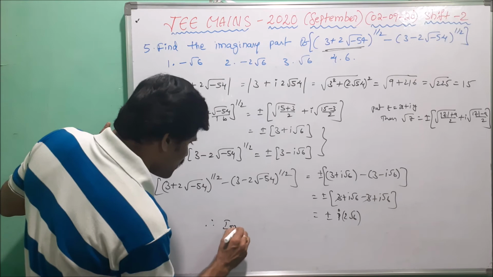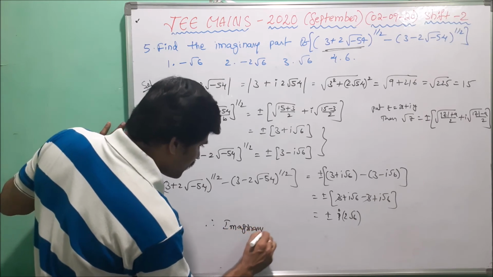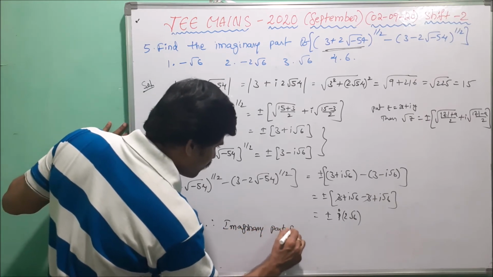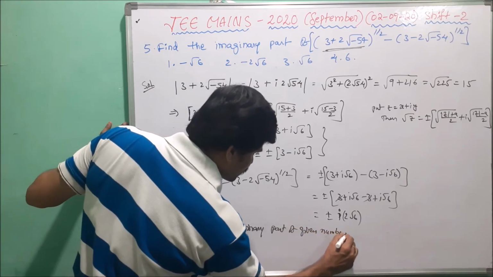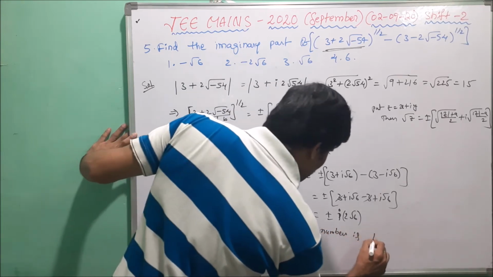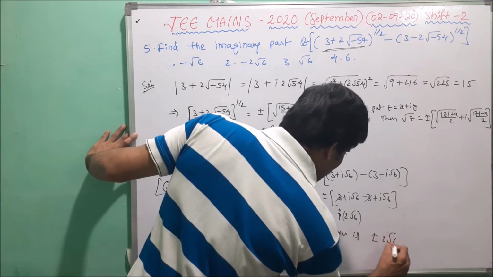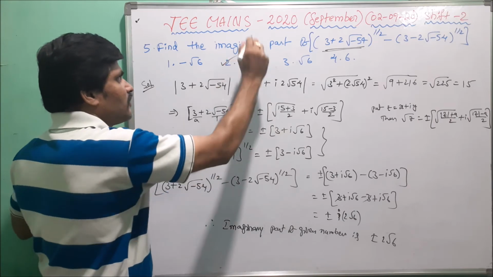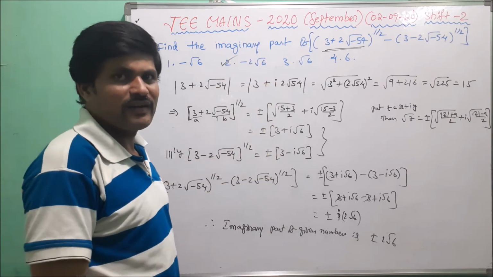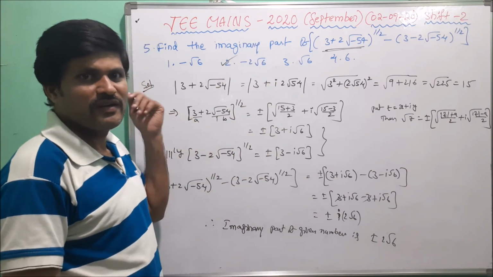Therefore, the imaginary part of the given number is plus or minus 2 root 6, but in the given options only minus 2 root 6 is there. Therefore the second option is the right answer. This is the solution for this question.